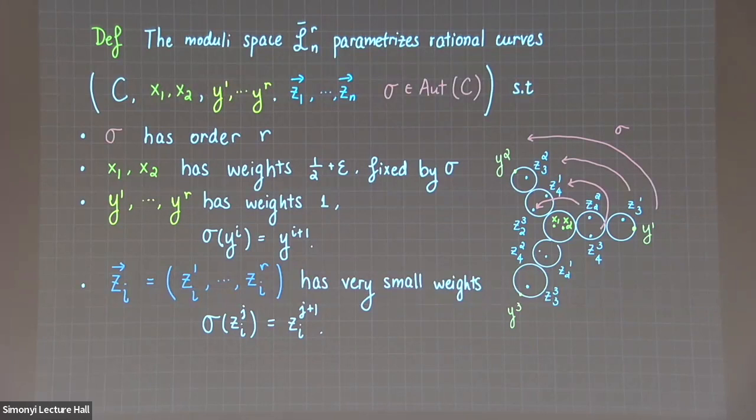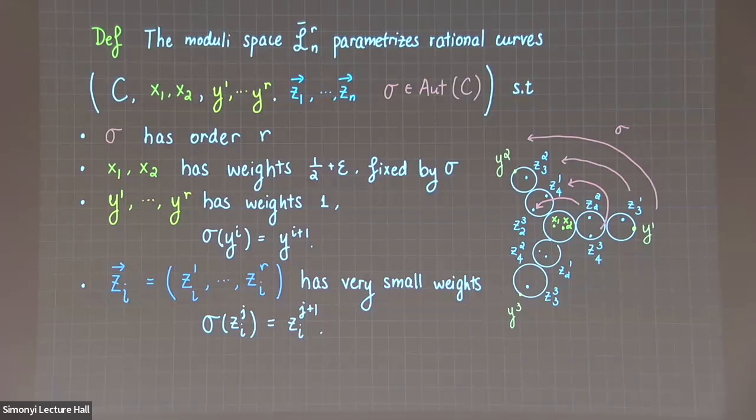Okay, so now there are a bunch of more complicated decorations. In general there are n of them. There are n sets of decorations that I call Z, indexed by subscripts 1 through n. And within each orbit Z_i, I have r marked points. These r marked points in the ith orbit have weight vanishingly small, and they can live anywhere you like in this P1. But they have to satisfy this symmetry, which is that sigma carries the jth element in the ith orbit to the (j+1)th element in the ith orbit.